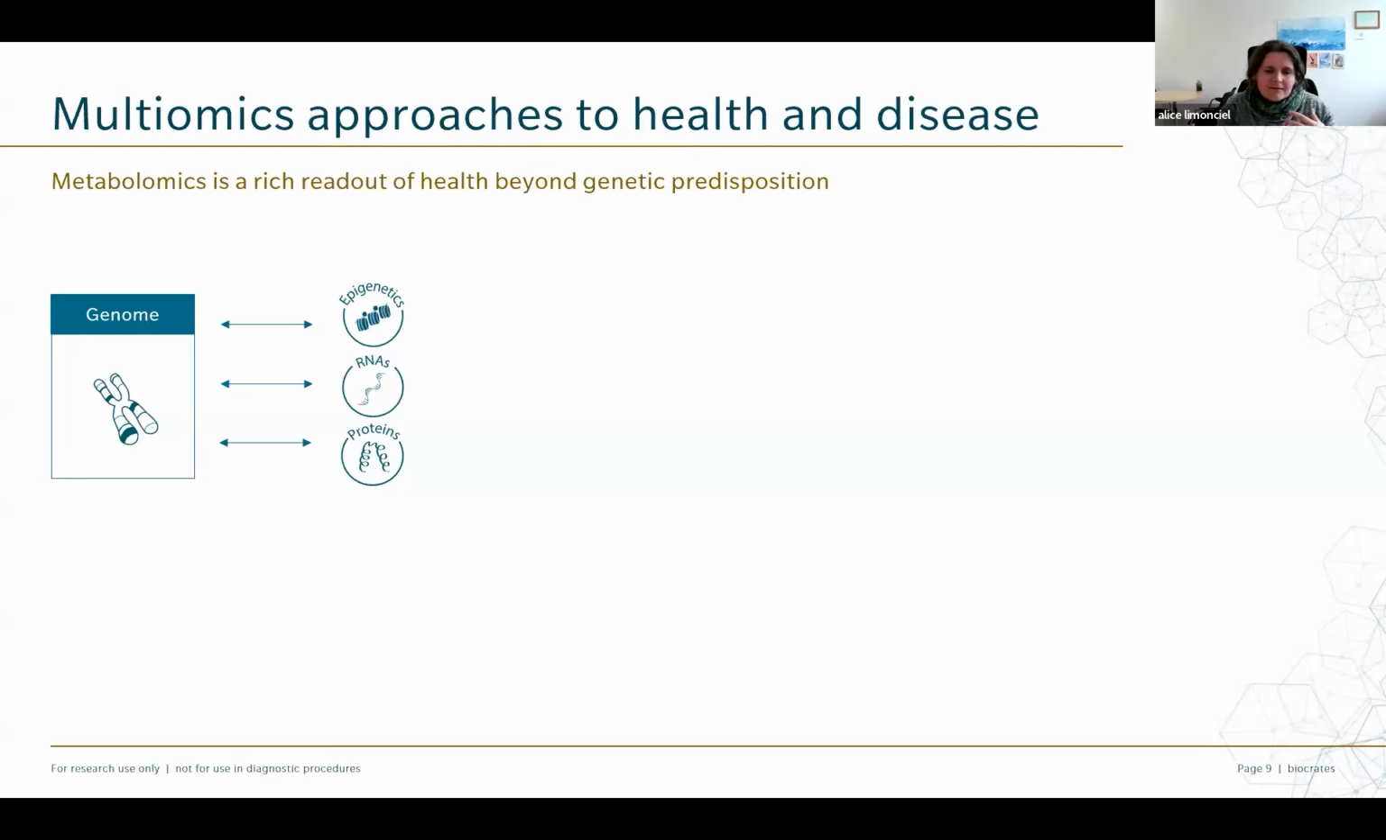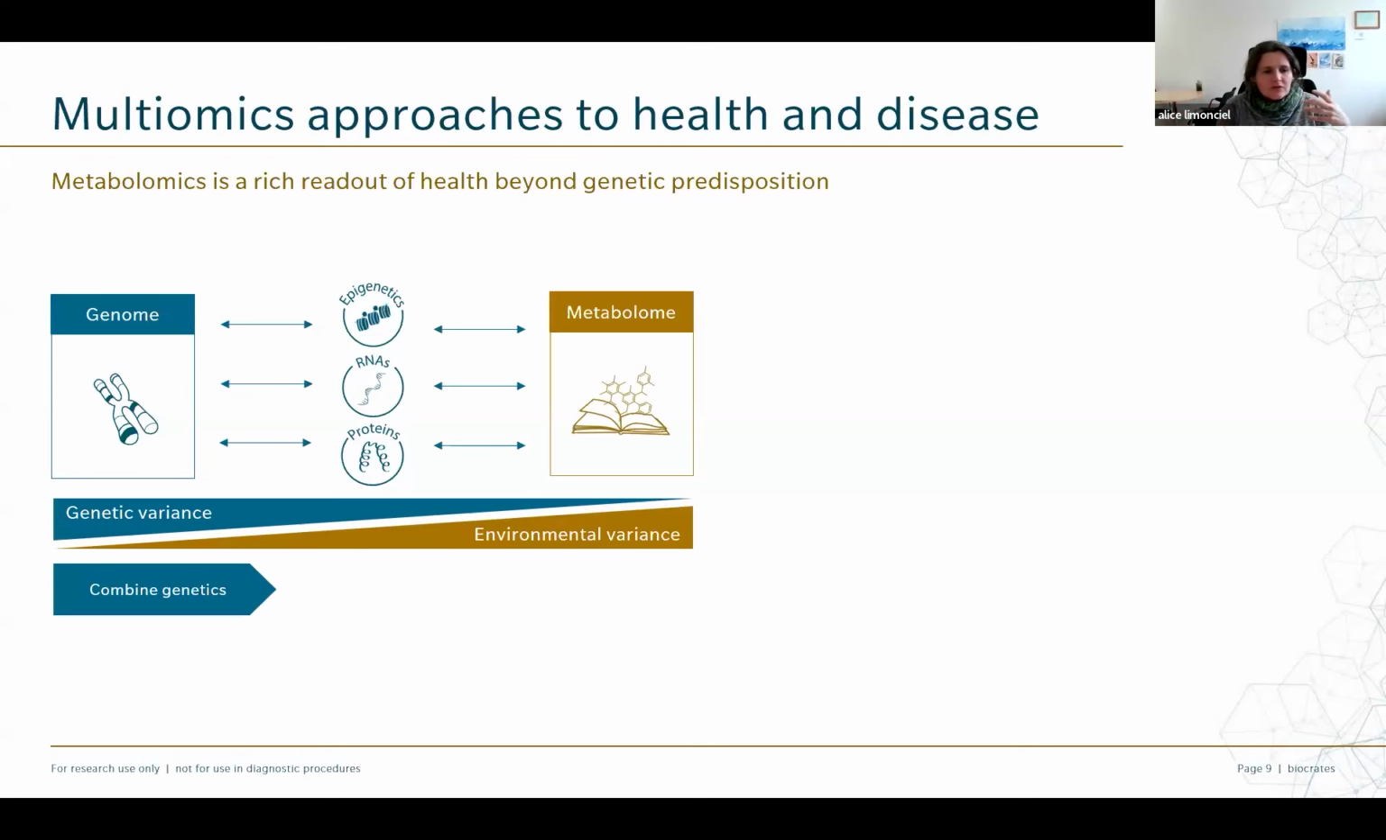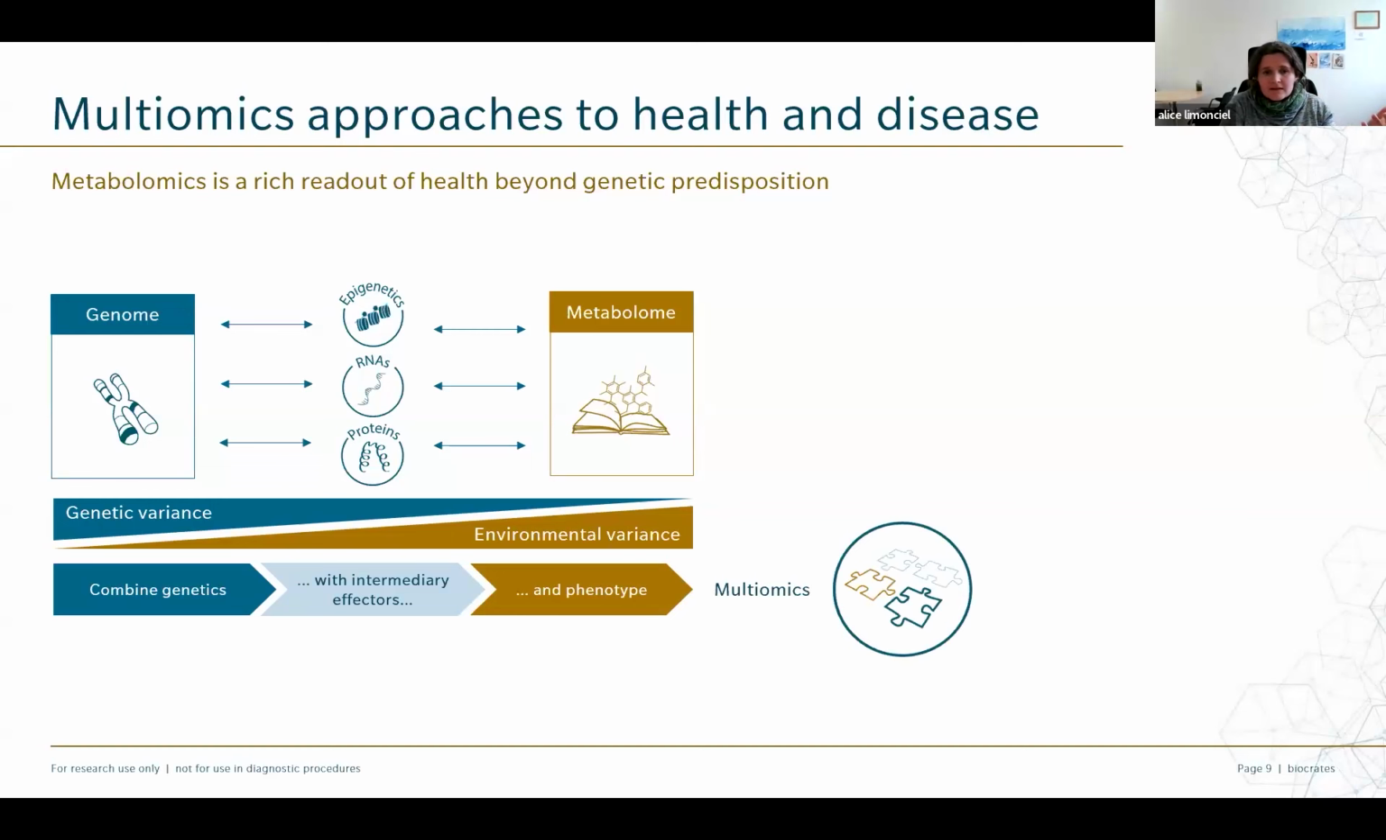And the beautiful sensor of that is the metabolome. So combining genomics and metabolomics, for me, is a beautiful starting point when you want to have a global picture of what is driving the rise of a disease in the population. From the genome, you get the genetic variants. From the metabolome, you measure the variance that comes from the environment. And both of those are very well compatible with all the other omics as well. What you can do in the end is combine genetics, possibly with intermediary effectors of the genome of an individual and the measure of the phenotype.